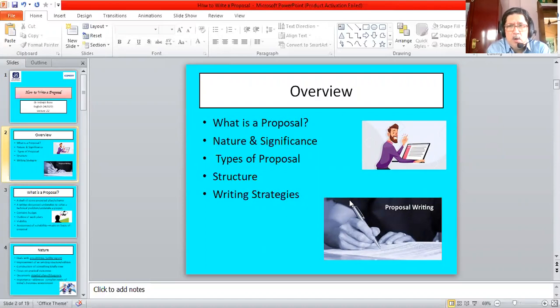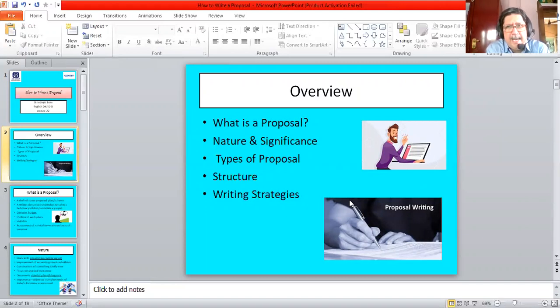Now, in the course of our lecture today, we shall be taking a look at what is a proposal. So what exactly is a proposal? What is its nature and significance? What are the proposal types? The structuring of the proposal, or what is the format that you will follow when you are drafting a proposal, and writing strategies, or how shall we go about writing the proposal. This is what, in a nutshell, we shall be looking at.